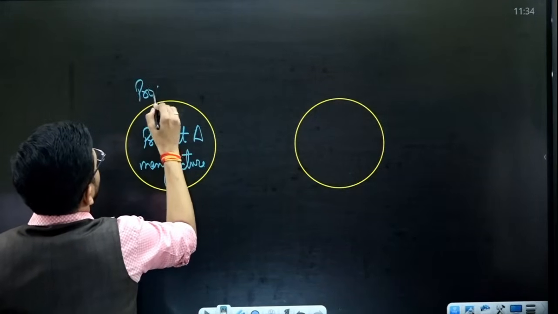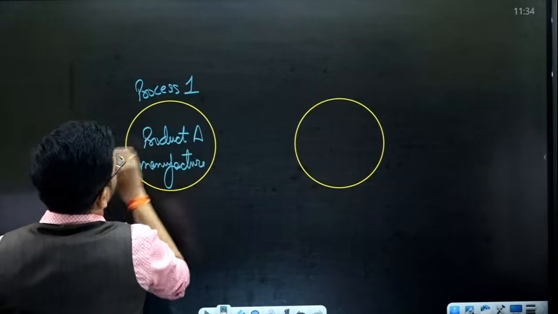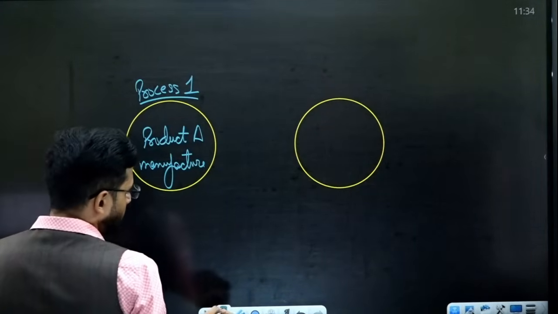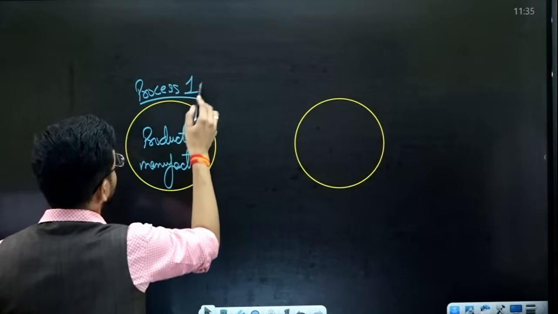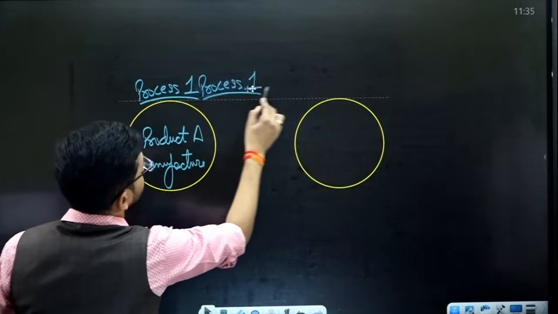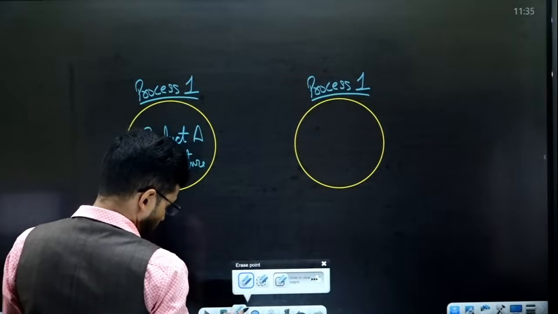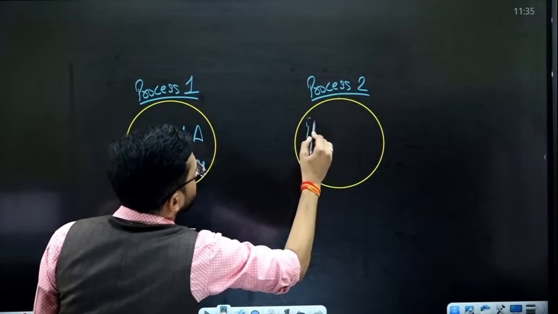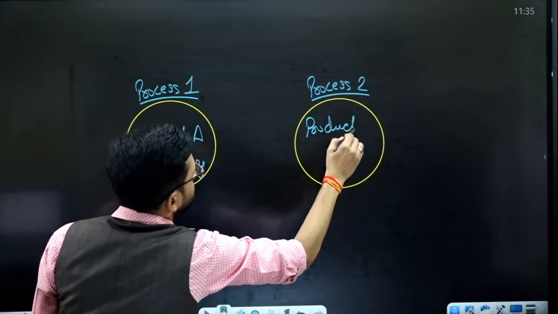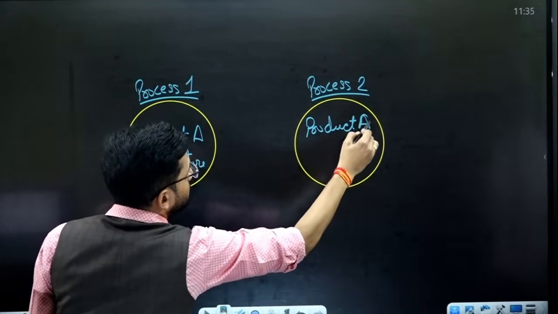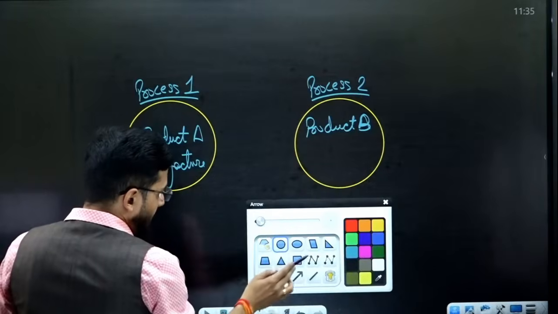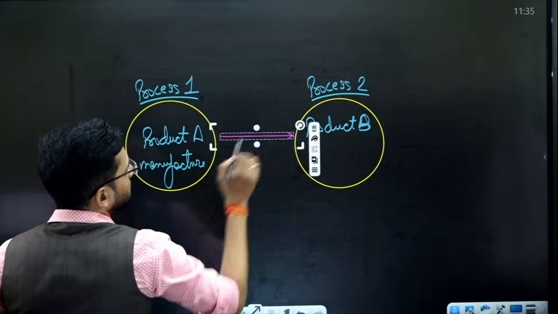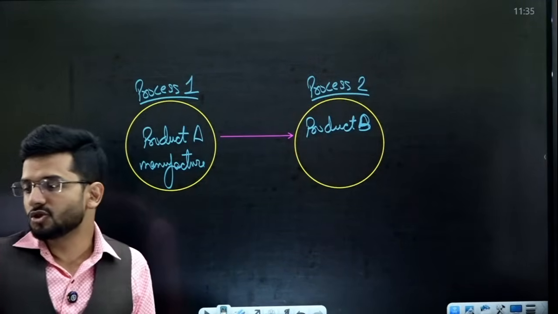Okay. This is process 1. According to this process, product A is manufactured, right? And this is the next process, process 2. And in process 2, product B is manufactured. And product A is captively consumed in product B.